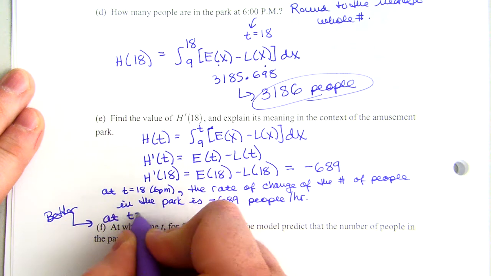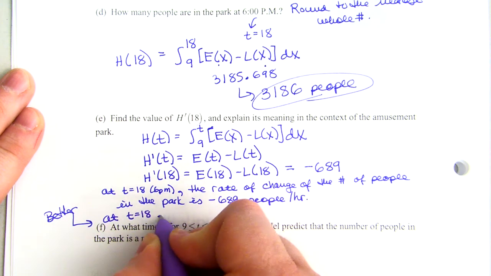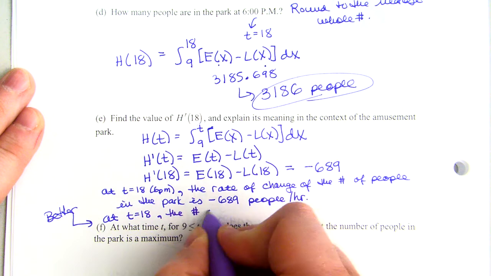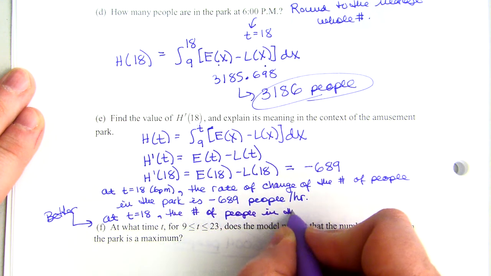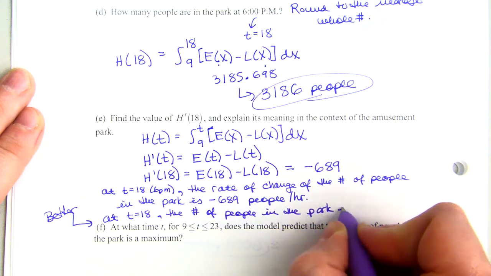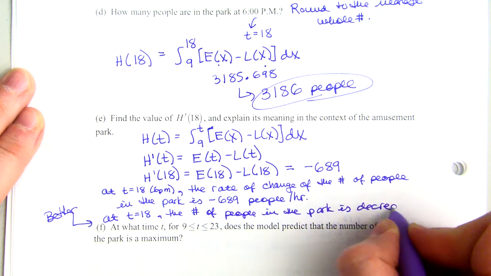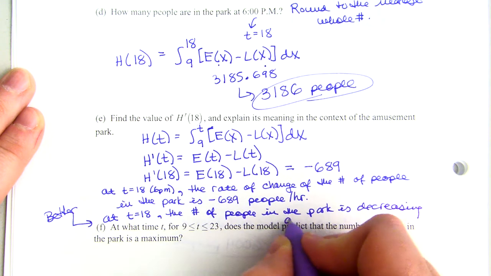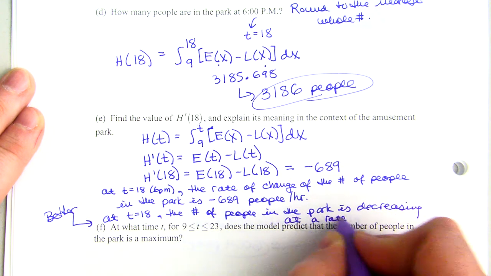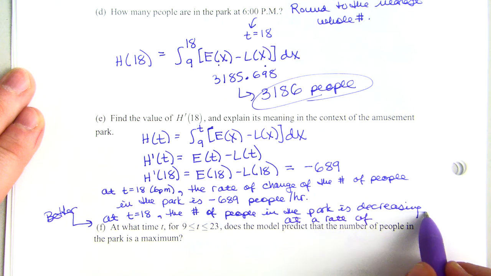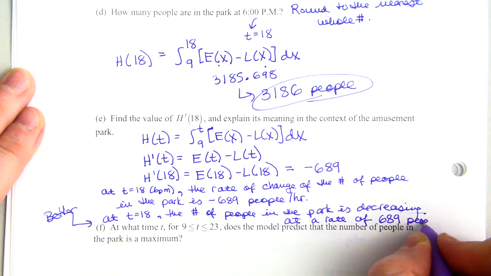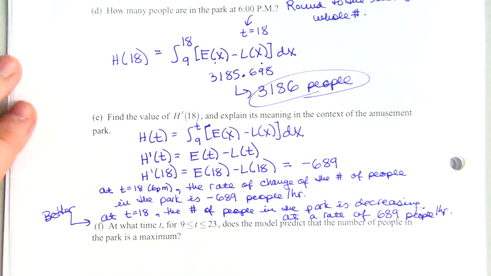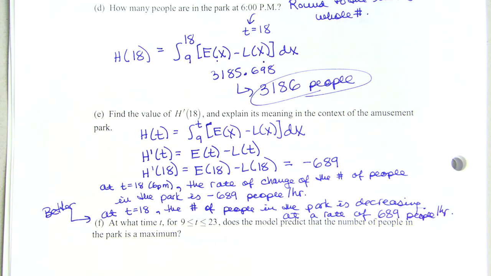Let me write this. At t equals 18, again 6 p.m., the number of people in the park is decreasing at a rate of, I'm not going to say negative because the negative is included in the decreasing part, at a rate of 689 people per hour. Take a moment, please, and make sure all that's in your notes.